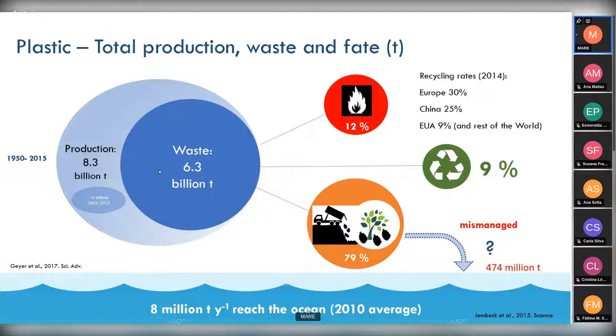Also, for landfills, there are many ways, lots of ways that plastic doesn't get to the landfill. So it's mismanaged, as they say, so it's dispersed in the environment. And of course, these calculations are very difficult to make, so it's always estimates. This is a very known quote about 8 million tons a year of plastic into the ocean every year. So this is with data from 2010. But also, calculations say that 474 million tons would be mismanaged and have accumulated by now in the ocean.